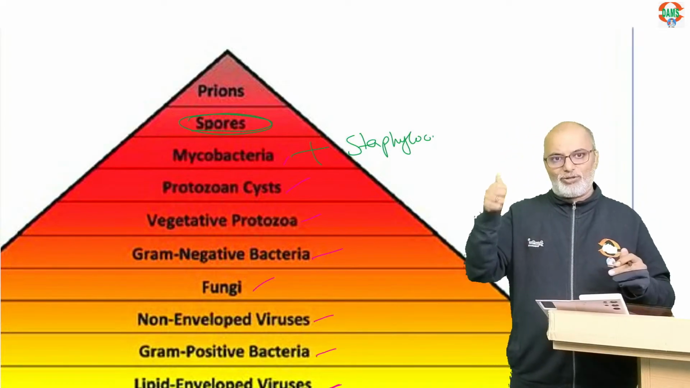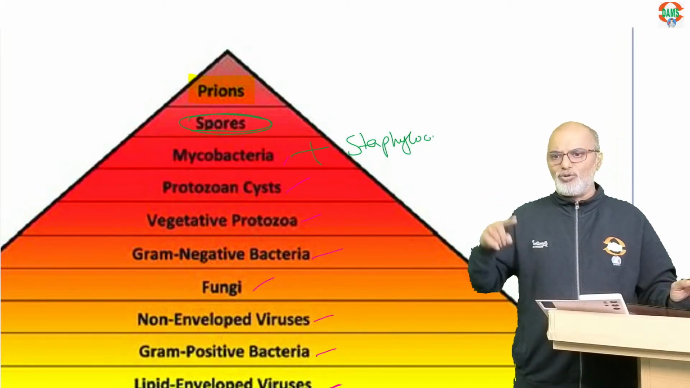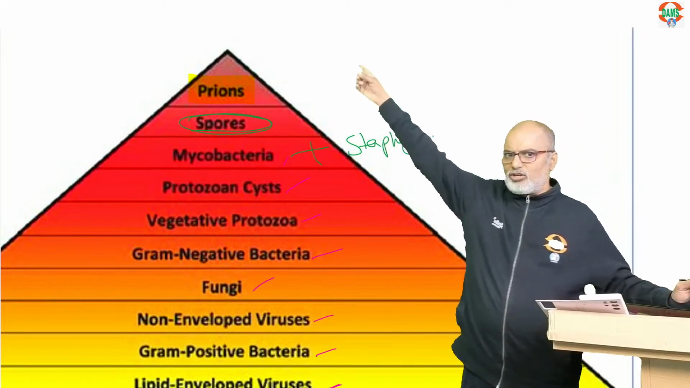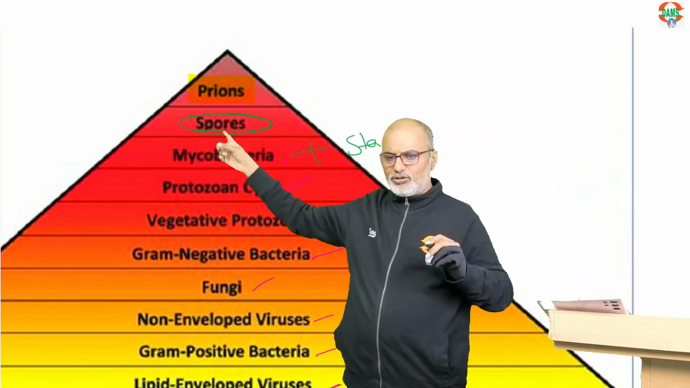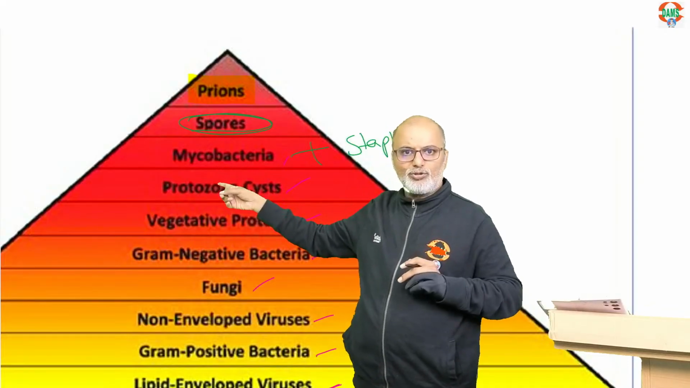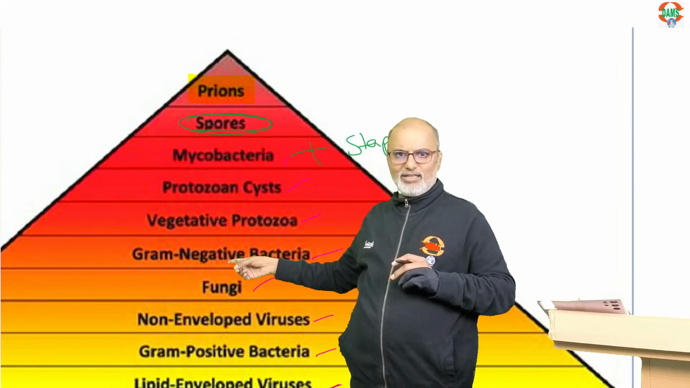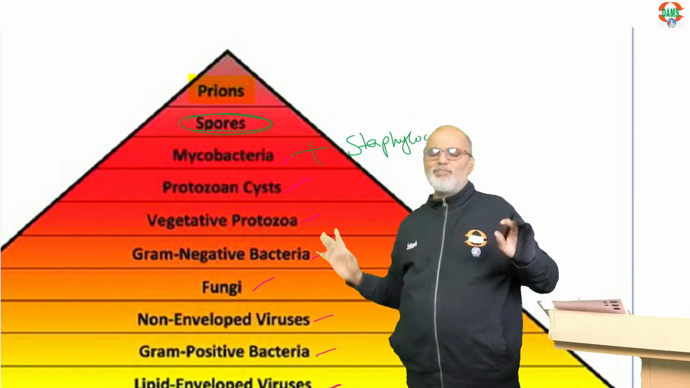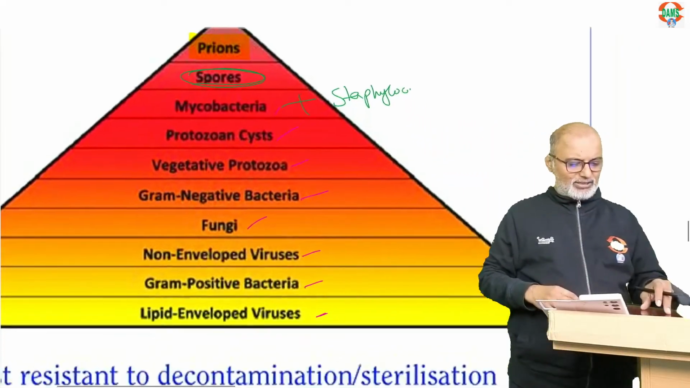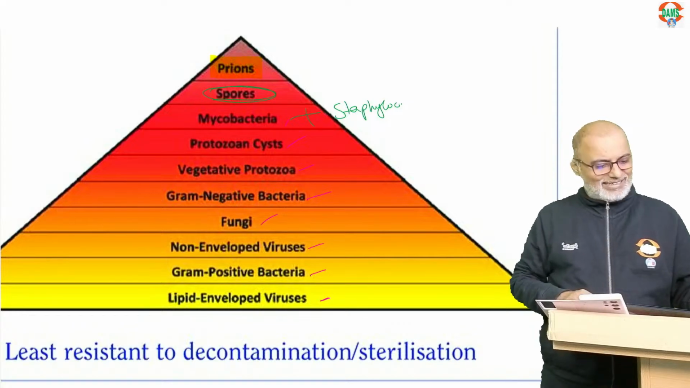But don't worry, one king is there. Who is that king? Already told, prions. Prions are more resistant than spores. See, at the top is prion, then spores, mycobacterium, protozoal forms, vegetative forms, gram negative, and next to gram negative, fungi. Don't worry, the least resistant is lipid enveloped viruses. Enveloped viruses. Got it? Right.